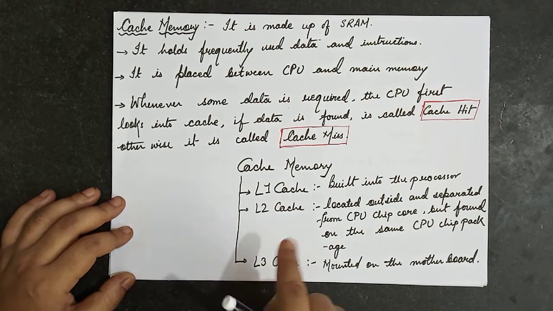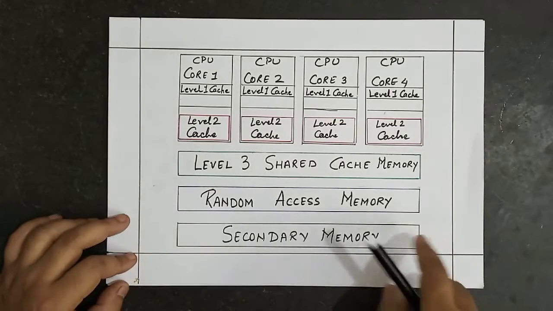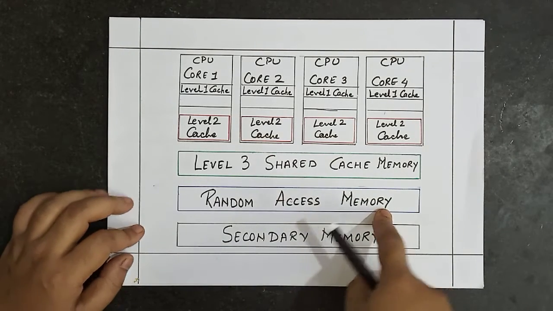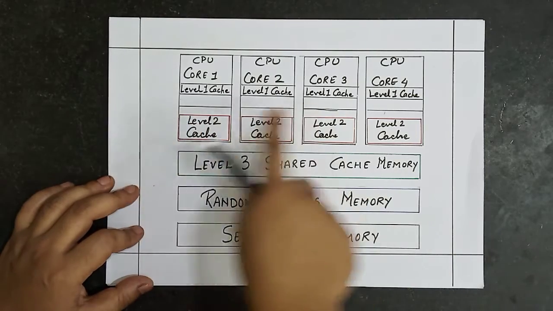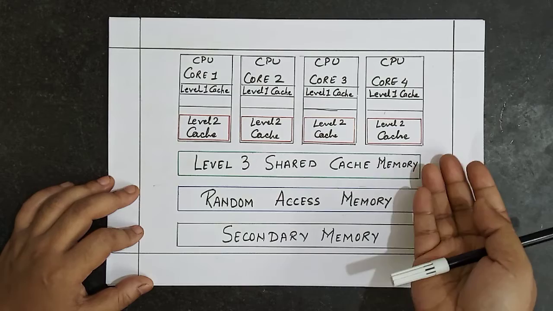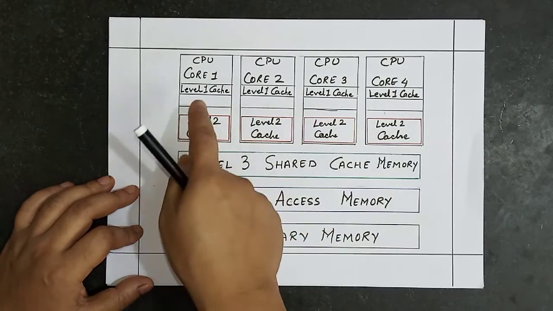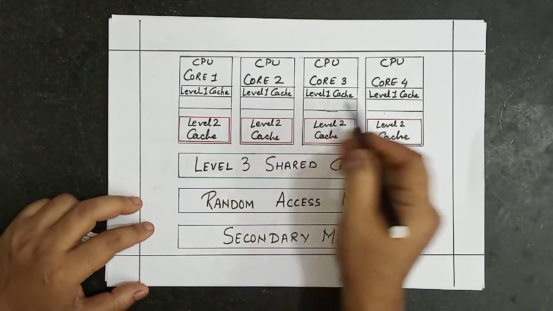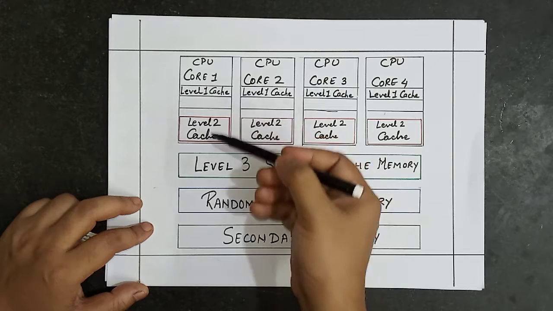To understand this, let's take a diagram. This is the secondary memory, then comes the random access memory, after that the level 3 shared cache memory, and these are the different cores. We have taken an example of a microprocessor where there are 4 CPUs. Every CPU has its own level 1 cache memory and level 2 cache memory.